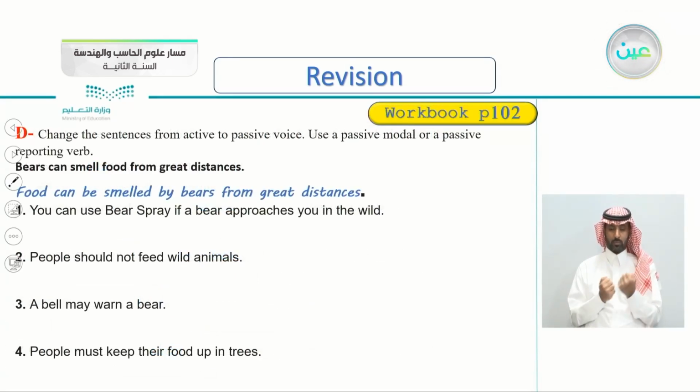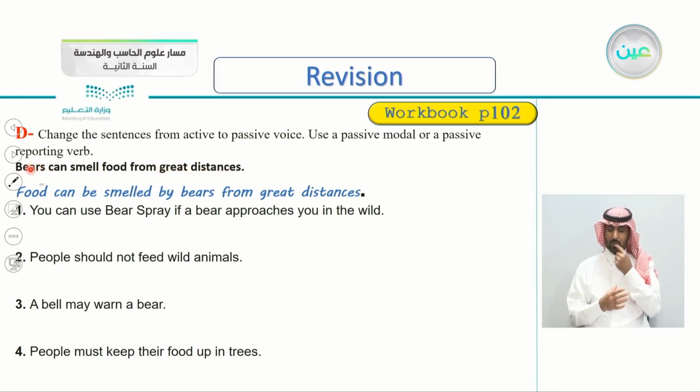Exercise D here, page 102. Change the sentences from active to passive voice. Use a passive modal or passive reporting verb. Again, we'll be rewriting, changing from active to passive voice. Use passive modals or a passive reporting verb, just as we studied before. Bears can smell food from great distances.